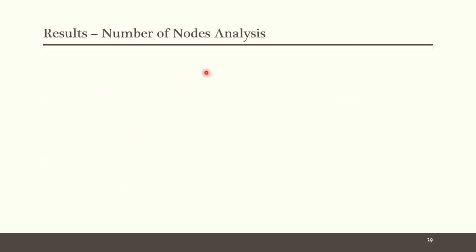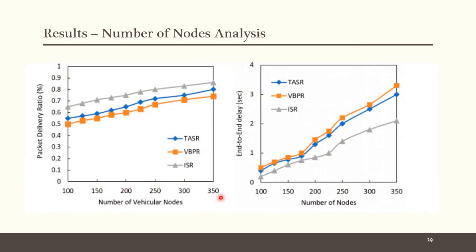The first analysis is made on the number of nodes. As the number of nodes increases, the packet delivery ratio increases too. This is because when the traffic becomes congested, more and more vehicles come into each other's range. So the packet delivery ratio increases. But among the protocols we have studied, ISR has the highest delivery ratio, while VBRP has the lowest. And the same goes for end-to-end delay. As the number of nodes increases, end-to-end delay increases. But ISR has the lowest end-to-end delay. And like I said earlier, the efficient protocol has the lowest end-to-end delay.